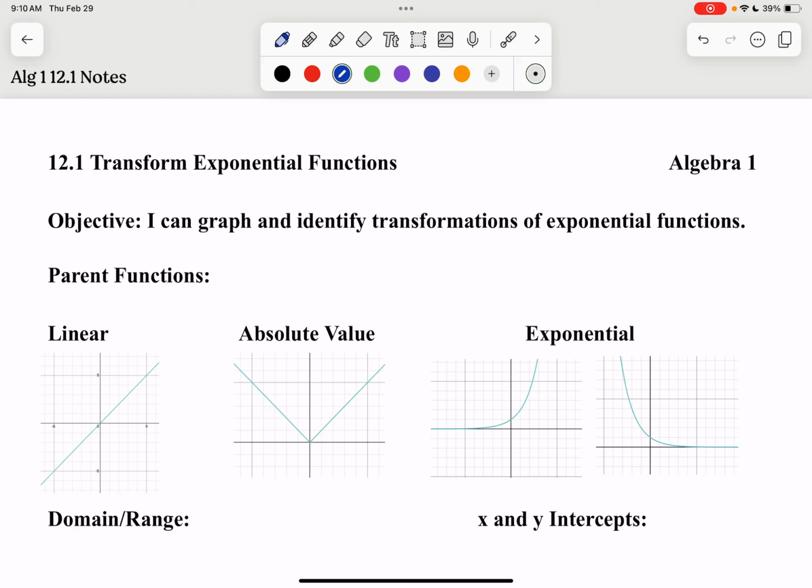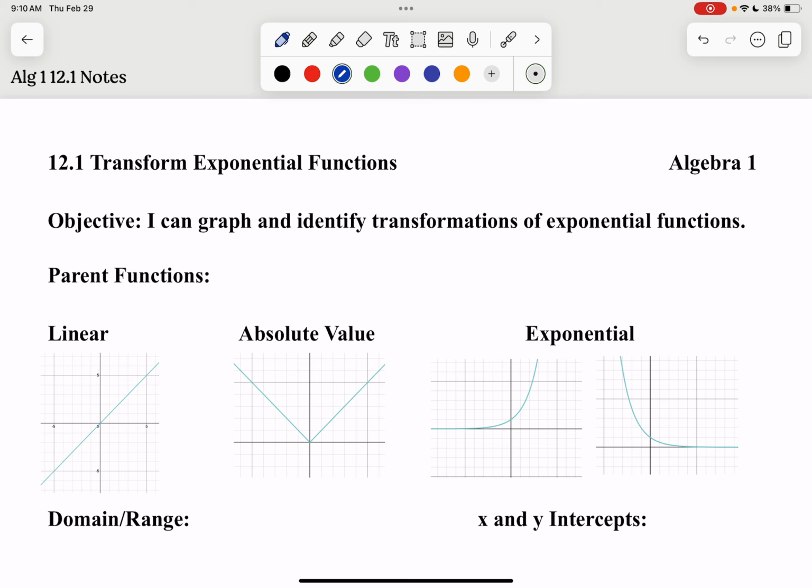Okay, transforming exponential functions. Our objective for this lesson: graph and identify transformations of exponential functions. Okay, we are going to go over our previous transformations that we did, I don't know how many sections ago, when we were doing absolute value. We're just going to introduce a new parent, and that's this exponential parent that we will be doing those transformations to.